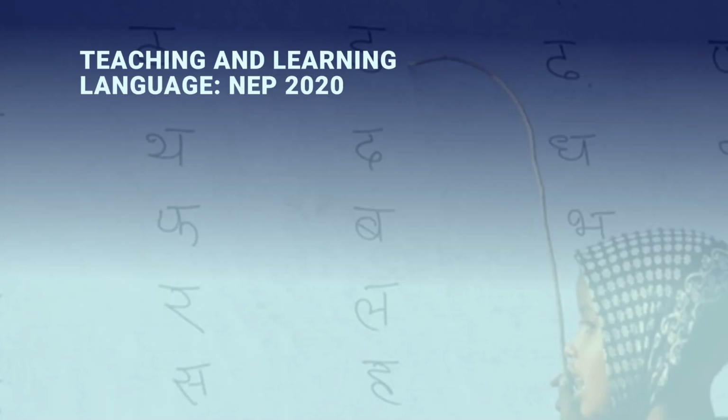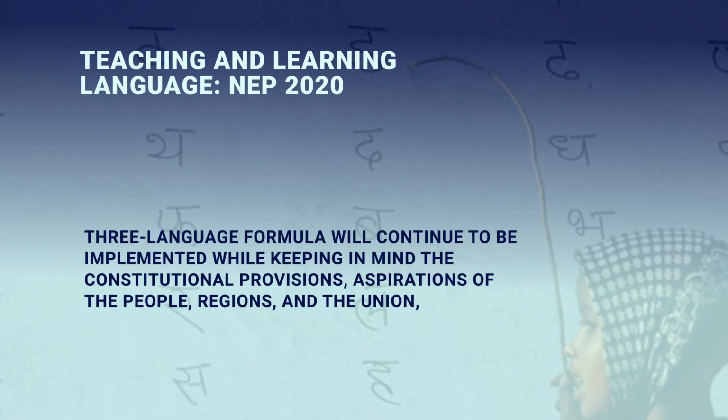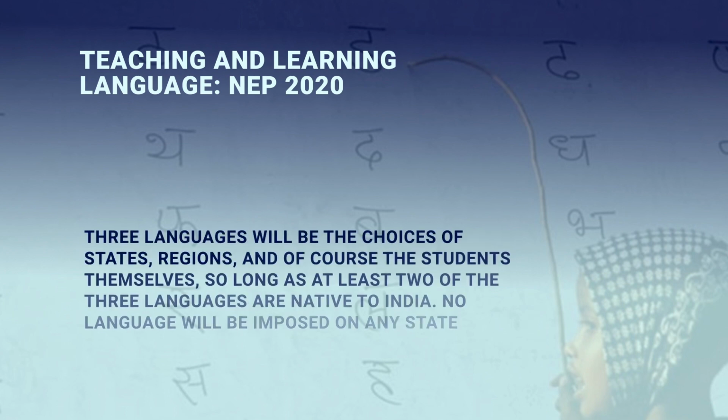The NEP, the National Education Policy 2020, has reiterated the 3 language formula, which will continue to be implemented, keeping in mind the constitutional provisions, the aspirations of the people, the region, the union, and everybody who is concerned with it. The 3 languages will be as per the choices of the states, the regions, and of course the students, as long as 2 of these 3 languages are native to India. They have said again that no language will be imposed on anyone, neither the state nor the individual.